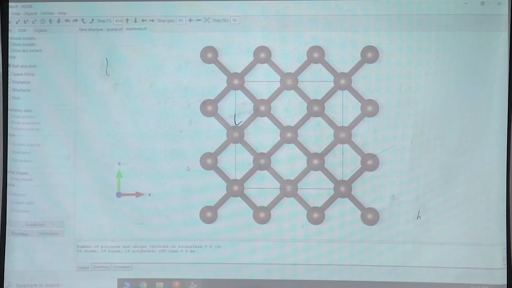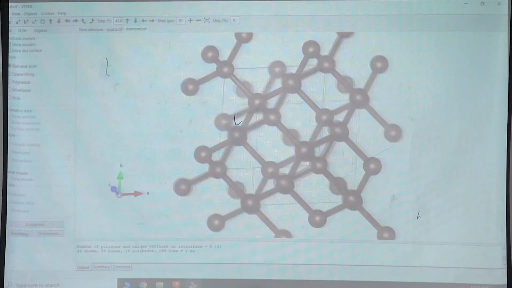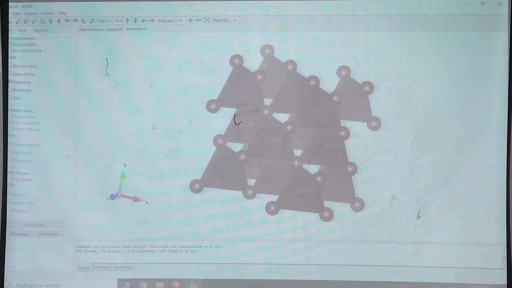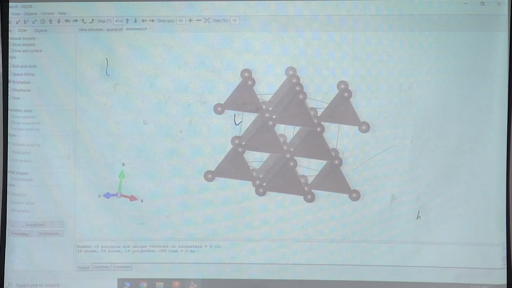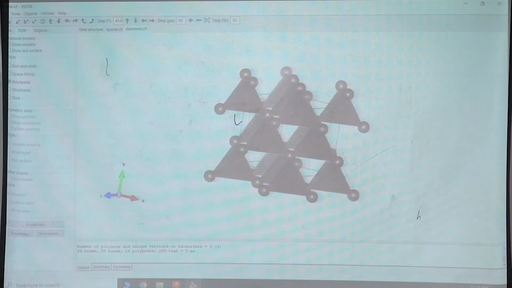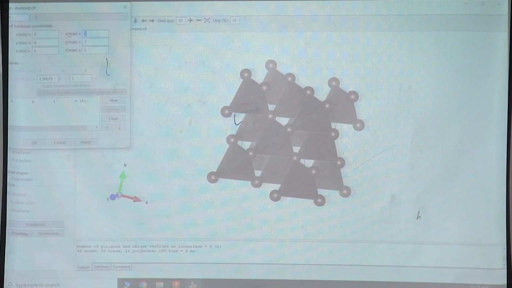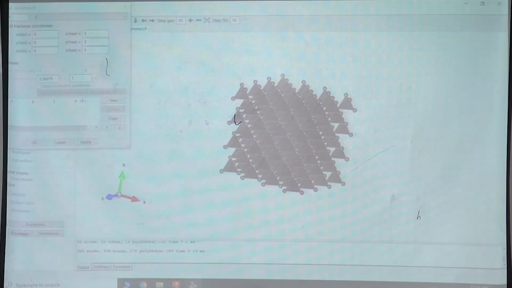So you can see this diamond structure. If you rotate it, you can get something like this, and if you go to polyhedral, you will see. So diamond is also more or less like the silicon dioxide, but let me make it bigger. Instead of 1, let me use 3, 3, 3, apply. Okay, so that is diamond.